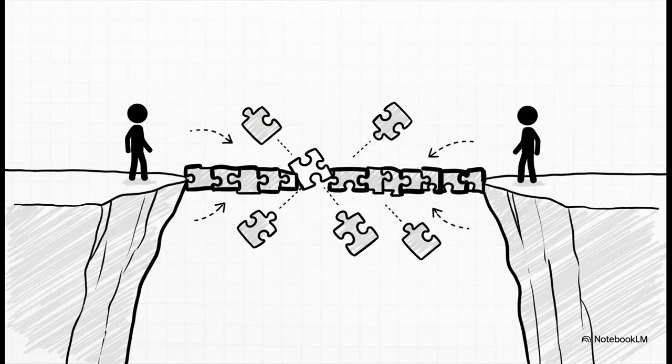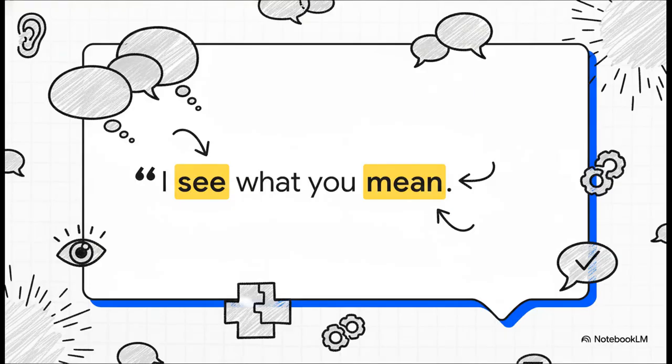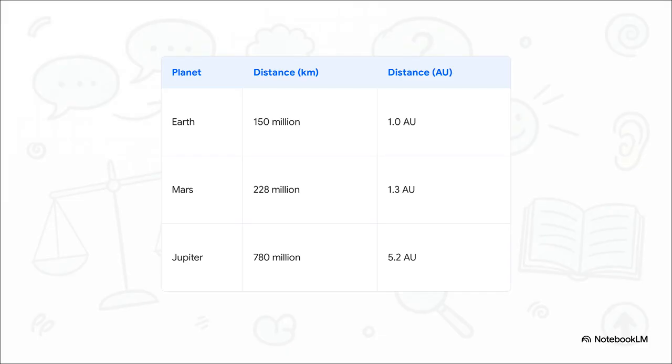Part 4. So after you disagree, how do you bring it back together and find some common ground? I see what you mean. This little phrase is golden. It shows you get their point of view. And when you look at the numbers this way, yeah, the distance doesn't seem so big after all.